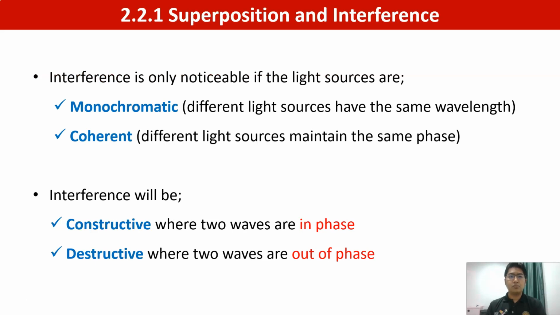The first topic, superposition and interference. Interference is only noticeable if the light sources are monochromatic and coherent. Monochromatic means different light sources have the same wavelength, and coherent, different light sources maintain the same phase. And then interference will be constructive or destructive. Constructive where two waves are in phase, and destructive where two waves are out of phase.